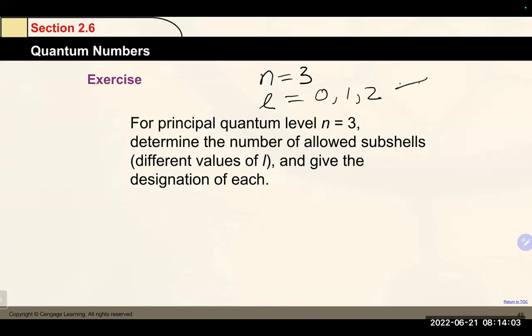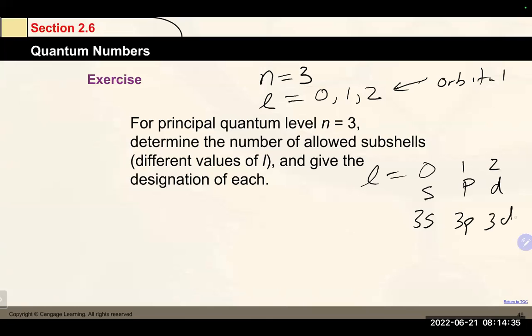Remember, this tells you the type of orbital you're dealing with. So we definitely have an L equal to 0, which is an s orbital. More specifically, because it's on the third energy level, it would be a 3s orbital. That's what the 3 stands for, that it's on the third energy level. We have a 1, which represents the p orbitals, and here that would be the 3p orbitals. And we have 2, which is our d's, and that would represent our 3d orbitals.